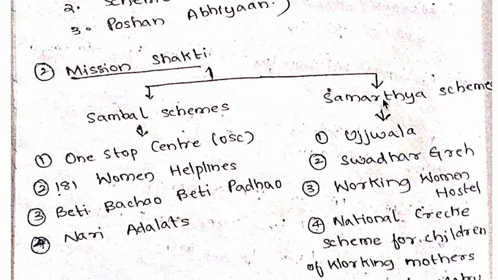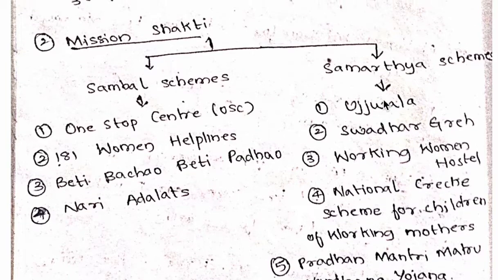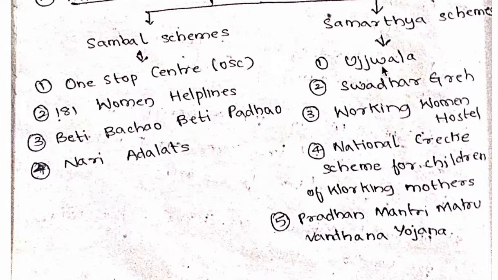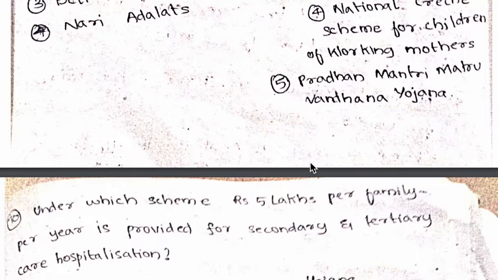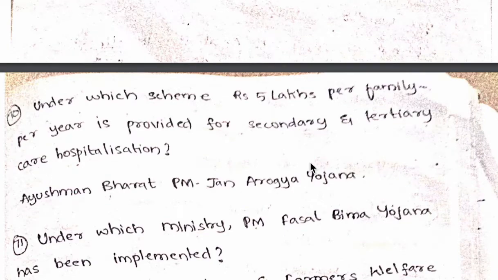And under this Samarthya scheme we have 5 sub schemes, that is first is Ujjwala scheme, second is Swadhar Greh, third is Working Women Hostel, fourth is National Crèche scheme for children of working mothers, and fifth is Pradhan Mantri Matru Vandana Yojana. So 70 question is, under which scheme 5 lakh rupees per family per year is provided for the secondary and tertiary care hospitalization? It is under Ayushman Bharat Pradhan Mantri Jan Arogya Yojana.